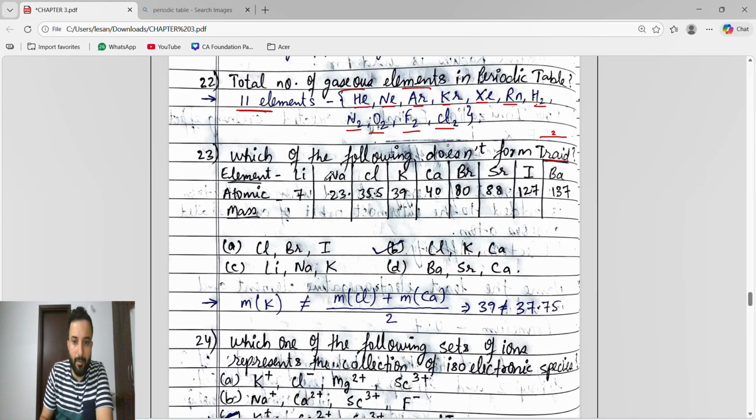They have given the elements and the atomic masses, and we have to check. First we take the triad chlorine, bromine, iodine. Bromine is 80. The atomic mass of the middle element should equal the average of the atomic masses of the first and third. 127 plus 35 is 162.5 when divided by 2... that gives around 81 point something. We want 80, so it's not possible.